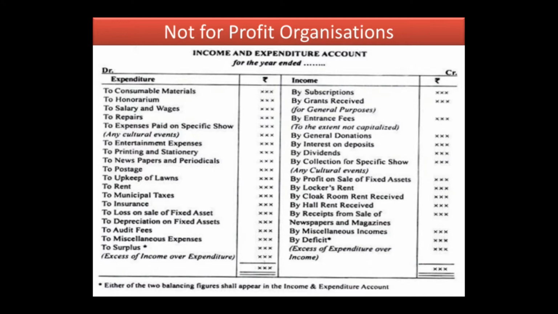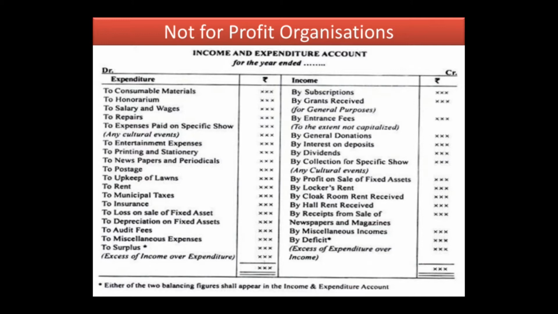This is the proforma of an income and expenditure account of an NPO. In the debit side, we can see the revenue expenses, which includes materials, honorarium paid for a particular service rendered, and salaries and wages, repairs, then entertainment expenses, postage, rent paid, municipal taxes, insurance premium payment.